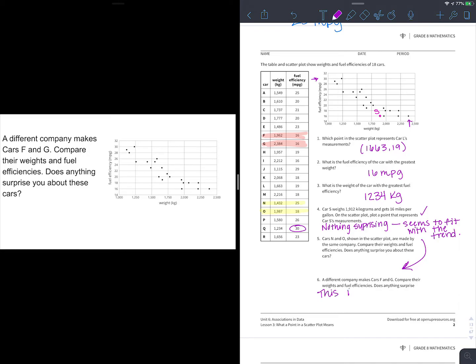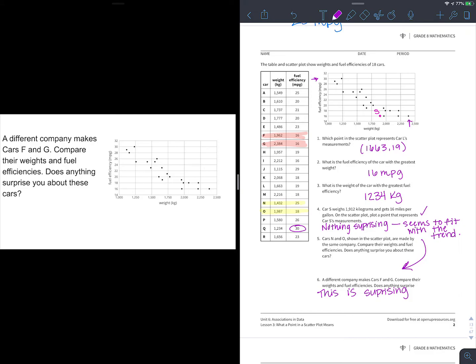So this is surprising since they are made by the same company. So you wonder, what is the difference in these cars that is allowing them to weigh so different but have the exact same fuel amount?